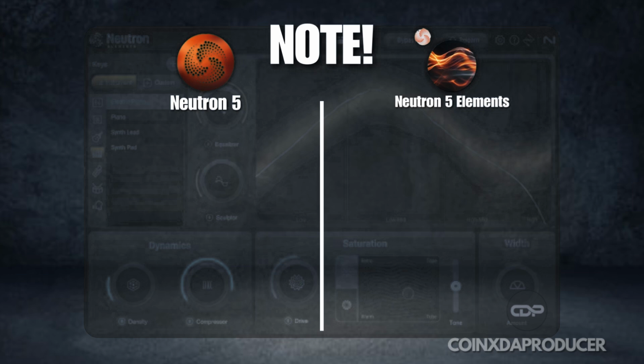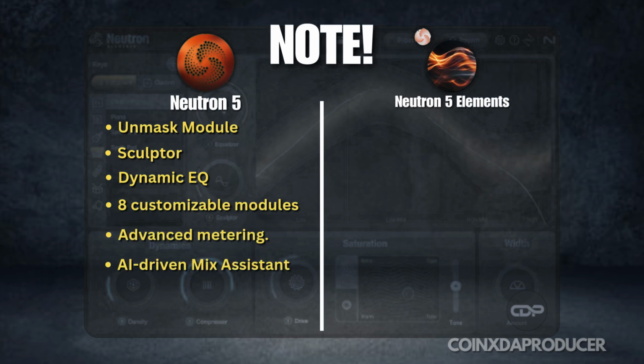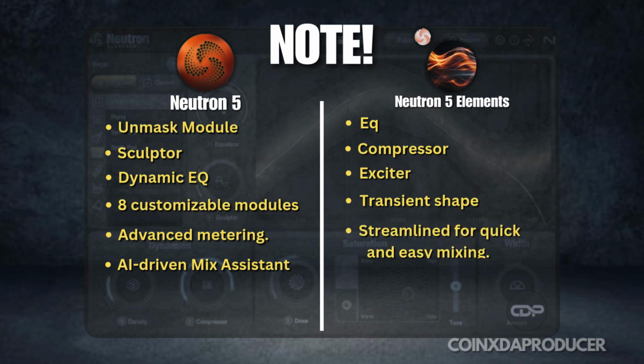Let's look at the features. Neutron 5 gives you advanced tools like the Unmask module, Sculptor, and Dynamic EQ, up to 8 customizable modules and advanced metering, and an AI-driven Mix Assistant for instant mix suggestions. Now Neutron 5 Elements comes with an EQ, compressor, exciter, and transient shaper. That is all you're going to get for Neutron 5 Elements. It is streamlined for quick and easy mixing.